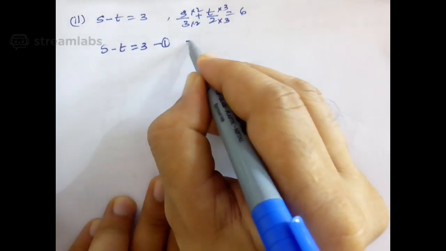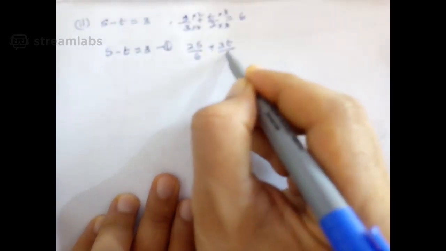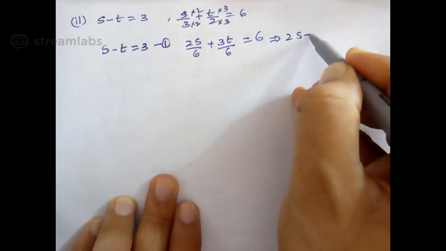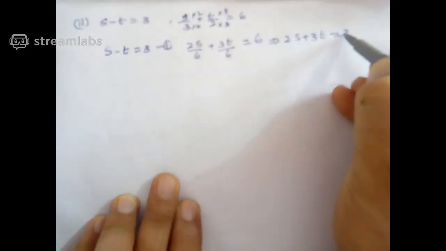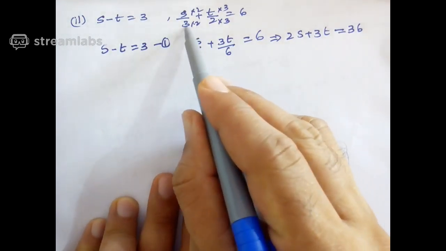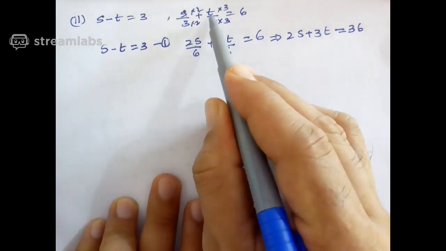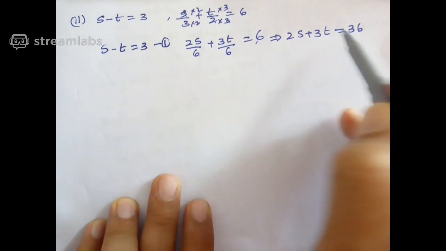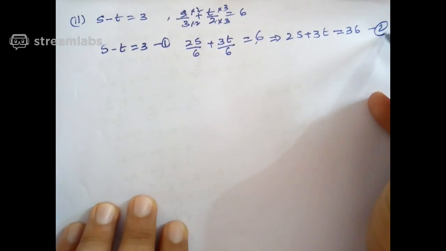You have to take the LCM. So this becomes 2s by 6 plus 3t by 6 is 6, isn't it? So this implies 2s plus 3t is equal to, this 6 comes this side, 36. Because I've taken LCM as 6, s into 2 is 2s, t into 3 is 3t, is equal to 6, and this 6 comes here, becomes 36. Now this is equation number 2.